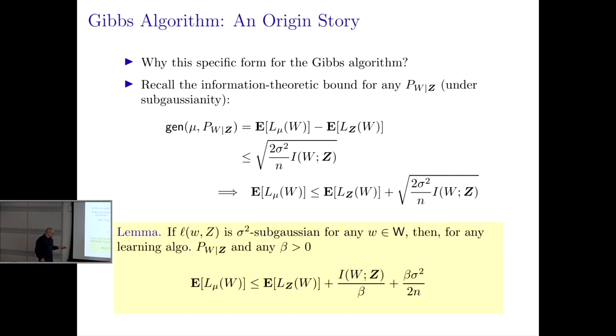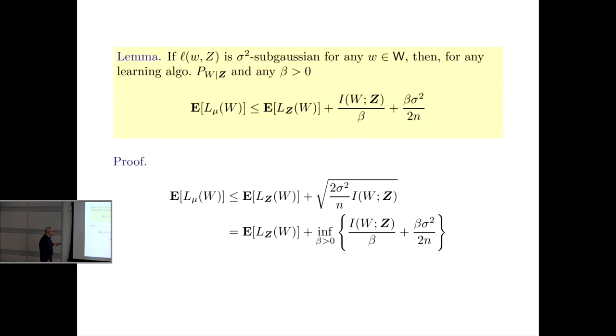Right? So from this, if we have a sub-Gaussian assumption, then for any learning algorithm and any beta, its expected population risk is upper bounded by the expected empirical loss plus mutual information over beta plus beta sigma squared over 2n. And here beta is a parameter. This is very simple. All we do is use the fact that this square root can be written as an infimum over beta. We just reverse the steps that we had before. Then you pick any beta you want and you get an upper bound.